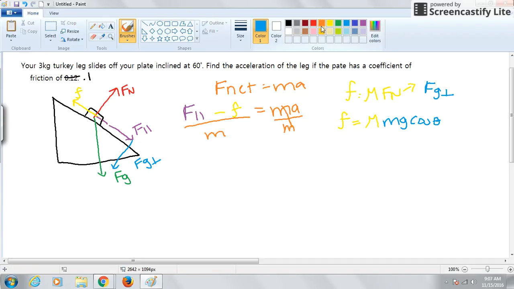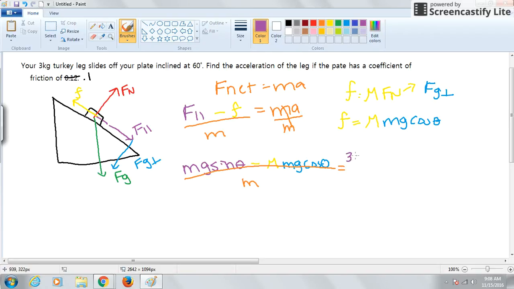All right, so if we go back to our original equation here, F parallel, we know that's mg sine of theta minus friction, which we know is mu times mg cosine theta, and then all of that gets divided by m. So now it's really just a matter of plugging stuff in.